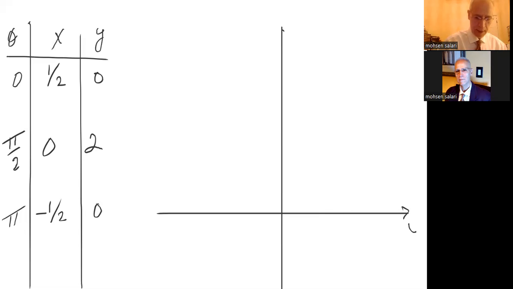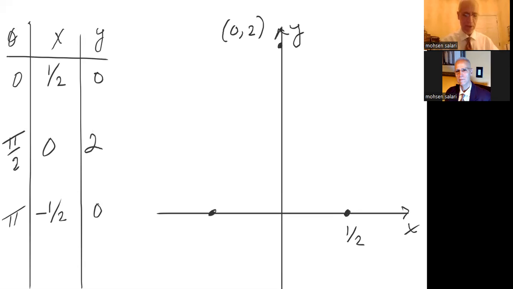Okay, so this is x, this is y. And our first point is 1/2, 0. So 1/2, 0 is right here. The next point is 0, 2, so it's going to be way up here. So let's say this is my 0, 2. And then my next point is -1/2, 0. So it's here.